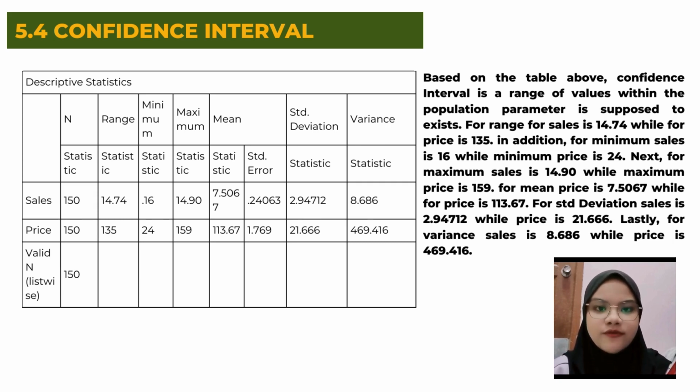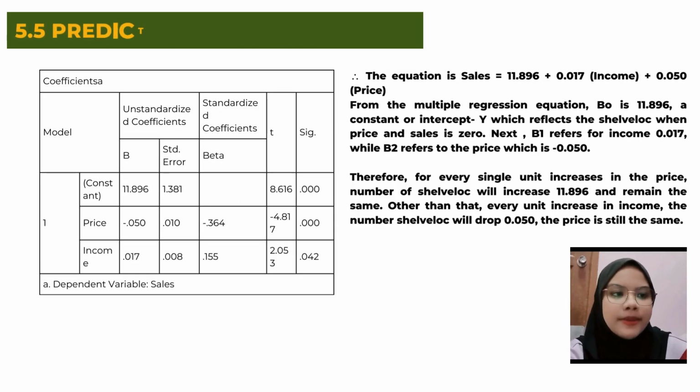The mean of sale is 7.5067, where for price it is 113.67. For standard deviation, sale is 2.94712, with price at 21.666. Lastly, for variance, sale is 8.686, where price is 469.416.